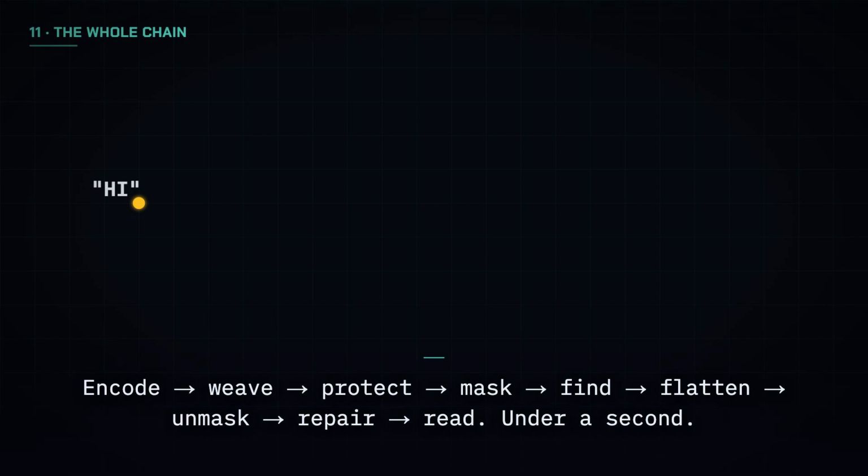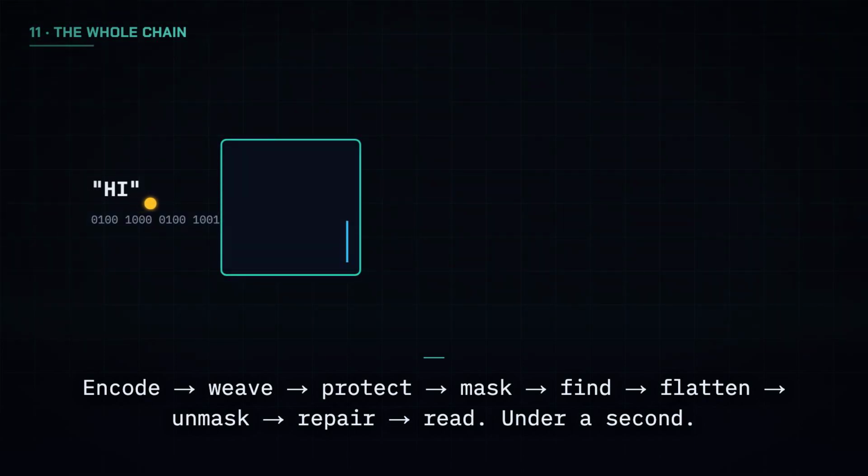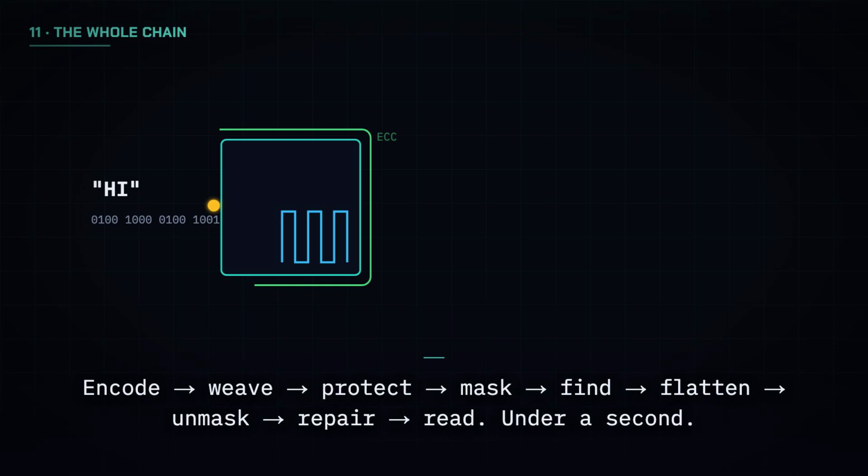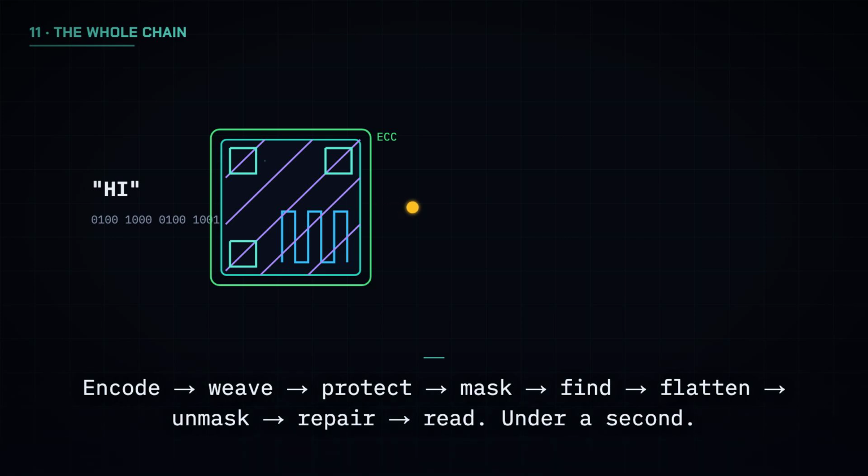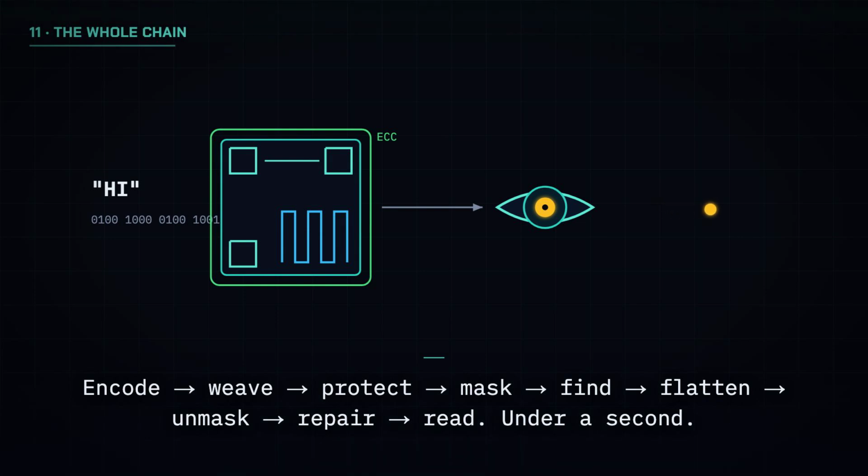Run the whole chain one more time. A message becomes ones and zeros. The bits are woven into a grid in a zigzag, wrapped in Reed-Solomon backup math, and cleaned up with a mask. Finder patterns mark the corners. Timing and alignment patterns hold the grid straight. Your camera spots the bullseyes, flattens the photo, removes the mask, walks the zigzag, repairs the damage, and hands you the message. Print to phone, the entire journey takes under a second.